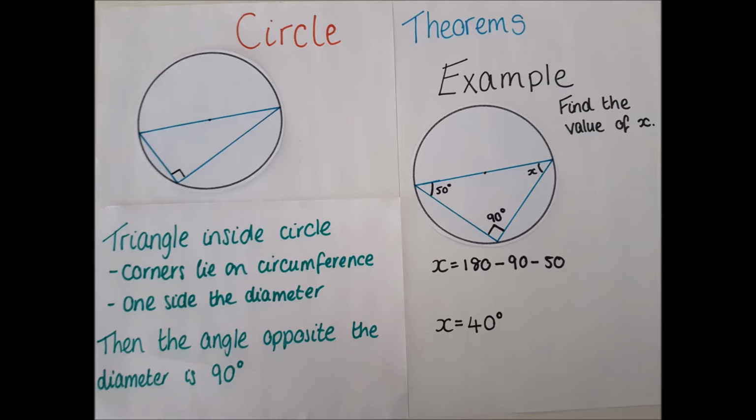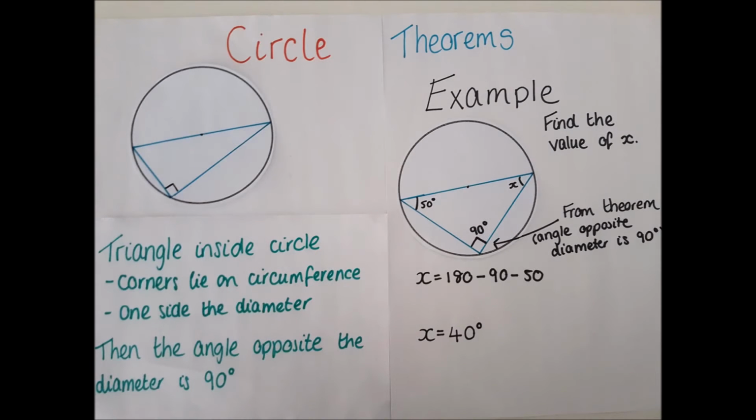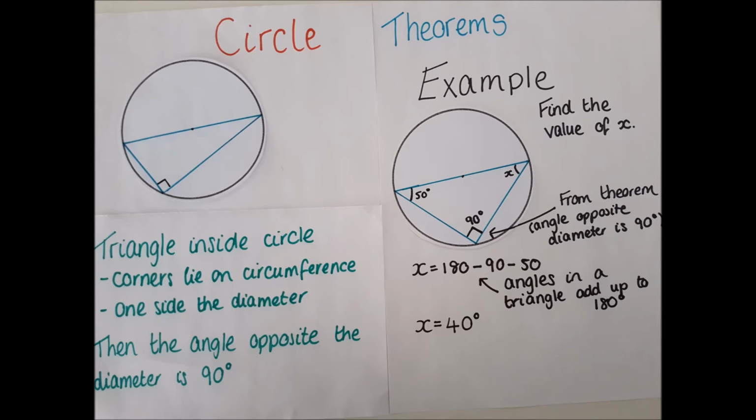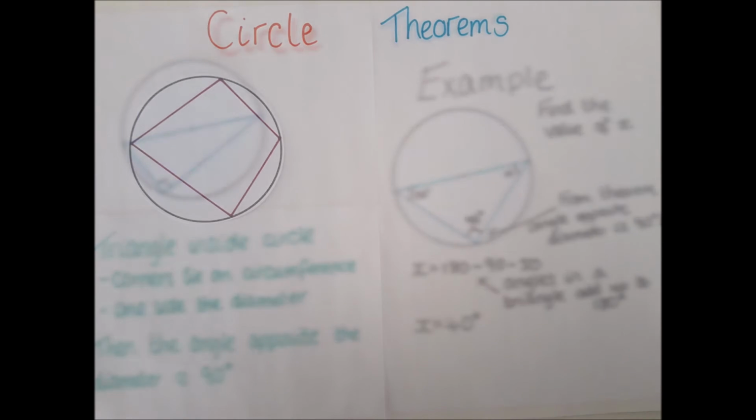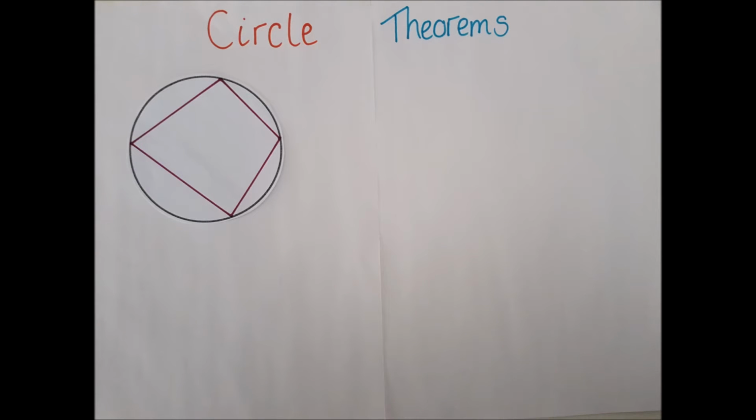With circle theorem questions, you might be asked to explain your working. So our first step came from the theorem, then we use the fact that angles in a triangle add up to 180 degrees. Our next theorem is of this form.